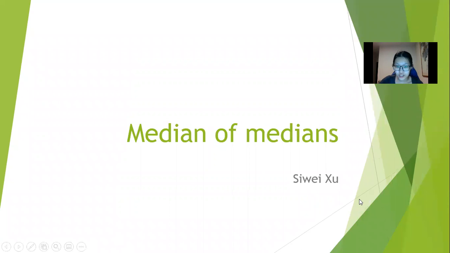Hey guys, today I'm going to be talking about the median of medians algorithm that we went over in the Tuesday class. I had a hard time understanding how we derived the recurrence equation for the time complexity of this algorithm, so I thought it would be a good idea to look at the procedure code and figure out why.